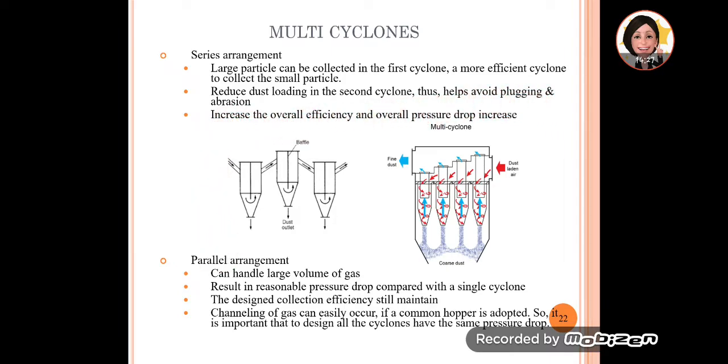So we can also have a parallel arrangement. If we have a large volume of gas that needs to be separated, we can use a parallel multicyclone, wherein the dust-laden air comes in through one inlet and goes into separate cyclones. So it gets separated, and there's one general dust collector, and the clean air is removed at the top. So there's only one duct in and one duct out, and one collecting hopper.